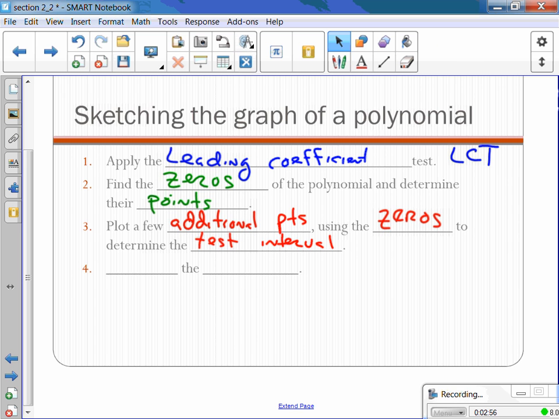We use these zeros, I'll show you right after this, to obtain these test intervals, which tell us a lot about the graphs. Once I have all this information, the only thing left to do is sketch the graph. So this third step: plot a few additional points using the zeros to determine the test intervals.